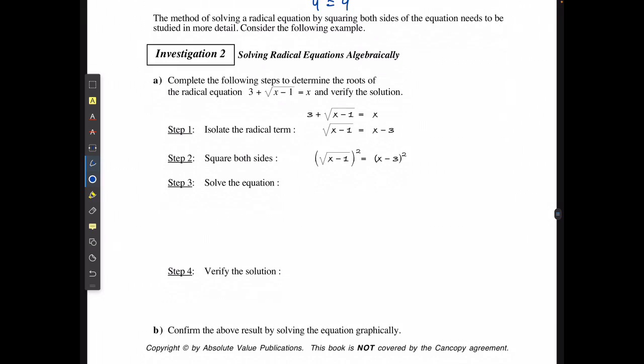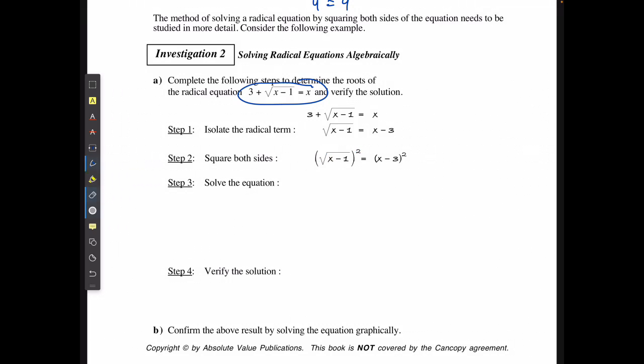Now, like I said, in the last case it was already isolated, but we always need to isolate the radical before we start. So the first thing is, if I had this equation, we're going to subtract the 3 from both sides. Now, when we subtract the 3, we have the radical by itself, and we're going to square both sides, remembering that's going to cancel this out.